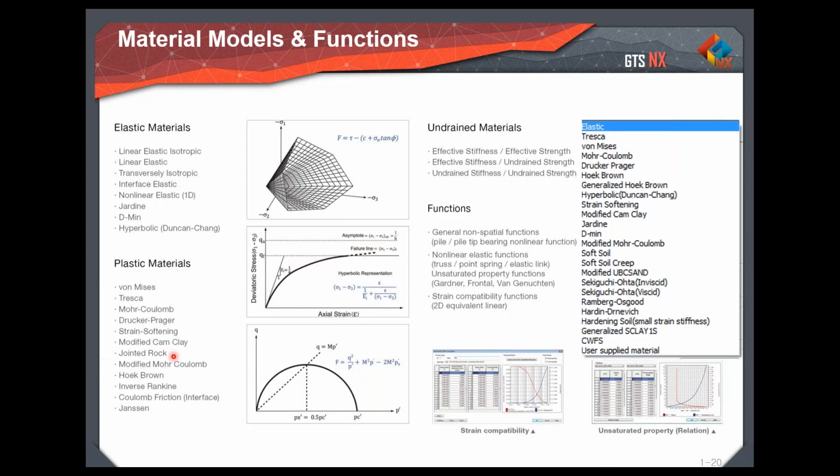And for clays, we have modified Cam-Clay. And for rocks, we have Hoek-Brown. You can see for rocks, we have generalized Hoek-Brown and normal Hoek-Brown. And for liquefaction analysis, we have modified UBC sand. And for viscous analysis, we have these two materials. And we also have hardening soil as well. Basically, in retaining structures, at low strength the soil will have high stiffness, and at high strengths, it will have very low stiffness. In order to simulate those conditions, we have hardening soil as well.